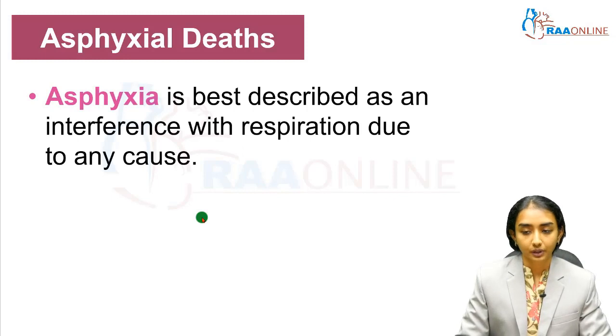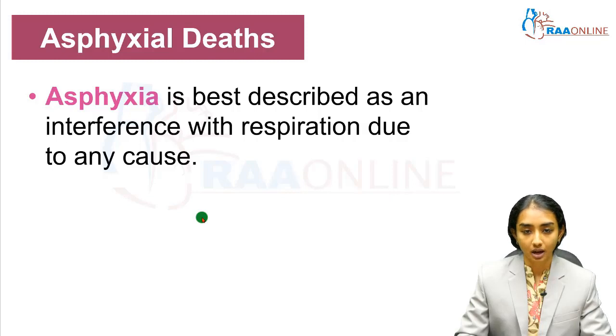So asphyxia, what is the most important thing that we require to stay alive? It is oxygen. The oxygen in the air when we breathe in goes to every cell in our body. Now without this oxygen, what happens? There will be disruption of the function of three main organs of our body, which is the brain, the lung and the heart. And once all of these three stop, it is called as death. So asphyxia is best described as an interference with respiration due to any cause.